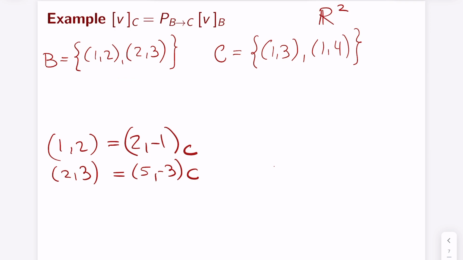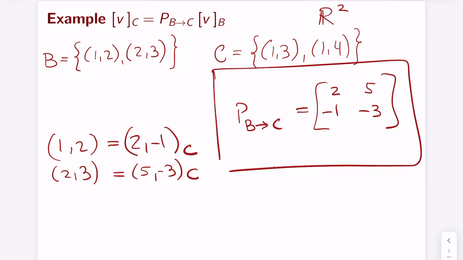Once we have these coordinates, the only thing that remains to do is to write them as columns. So the first column is going to be (2, minus 1), and the second column is going to be (5, minus 3). And this is then the way to calculate the matrix of the change of bases. Observe that this step takes a while, right? Because it's the one where we have to calculate the coordinates of a vector in some base.